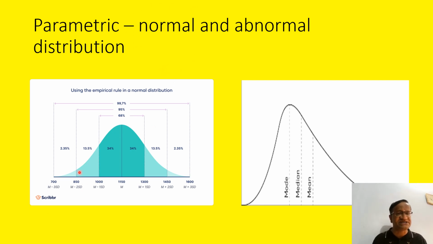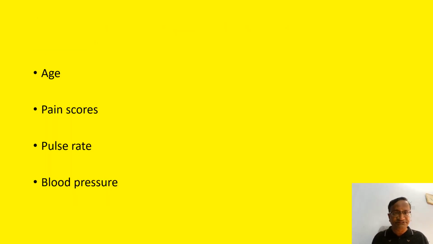What does the normal Gaussian distribution mean? 95% of values should be within two standard deviations. Say your standard deviation is around 150, so the mean plus or minus standard deviation is 1150 plus or minus 150. You can see 95% are within two standard deviations, and then it is a normal distribution on both sides. But this is not a normal distribution. There is something called kurtosis and something called skewness, which we will discuss in the next video.